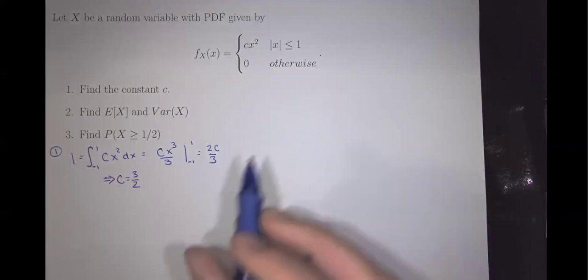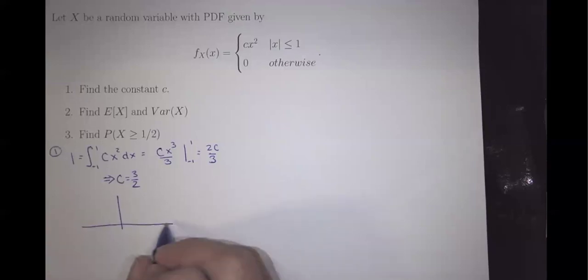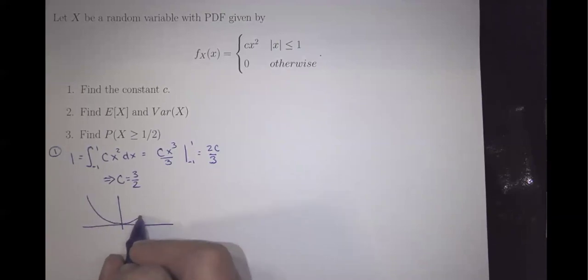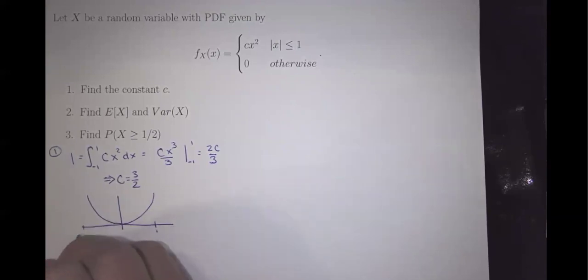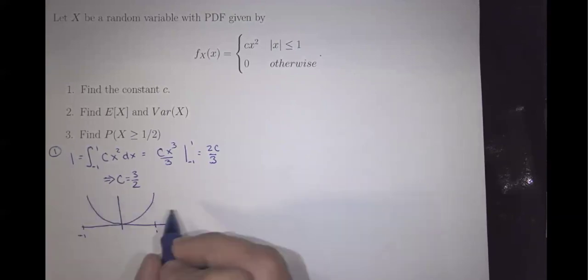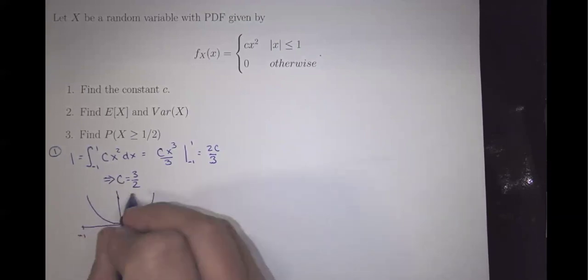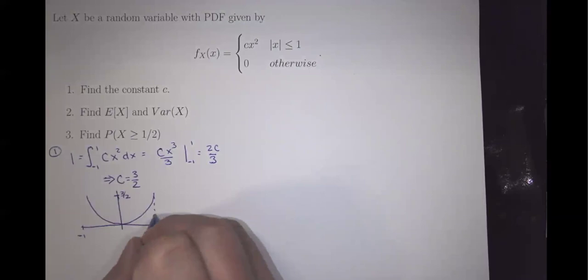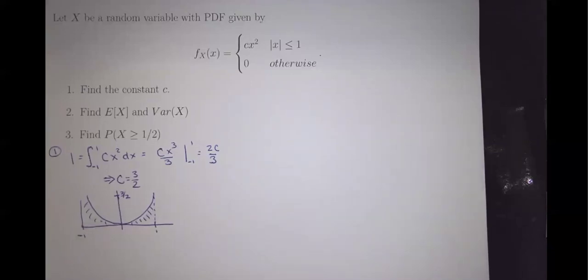And if we think about this function a little bit, we can see that, in fact, we might have been able to simplify that calculation a little bit. It's symmetric, right? So here is 1, here is -1. It's a parabola, okay? And so the height here is 3/2. And we know that half of the area is here, half the area is on the other side.